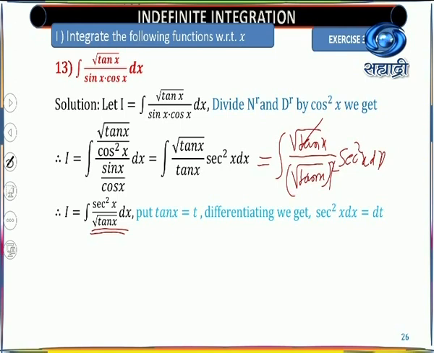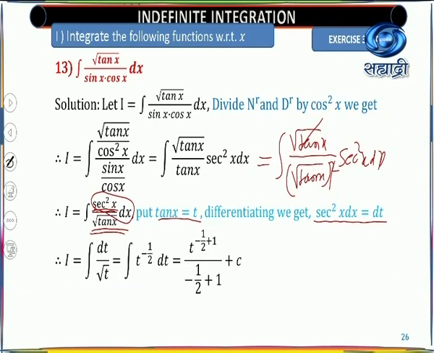Now you know that inside the root sign tan x is there. What will be its derivative? The derivative is sec square x. So put tan x equal to t, differentiating we get sec square x dx equal to dt. That means this complete part becomes dt. So you will get your simplification as dt upon root t, which means integral of t raised to half in the denominator, dt.